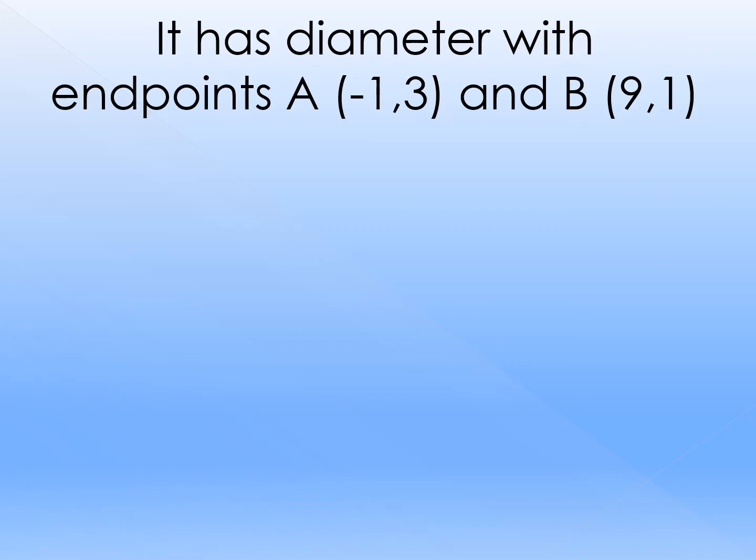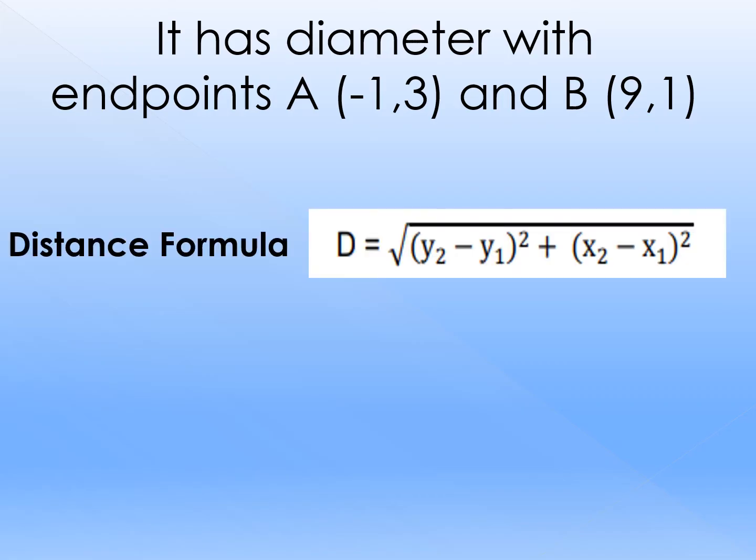How about this one? It has a diameter with endpoints A (-1, 3) and B (9, 1). From this one, we don't have the center, and we don't have the radius. So the first thing that we need to do is to find the measurement of the diameter. To find the measurement of the diameter, we're going to use the distance formula.